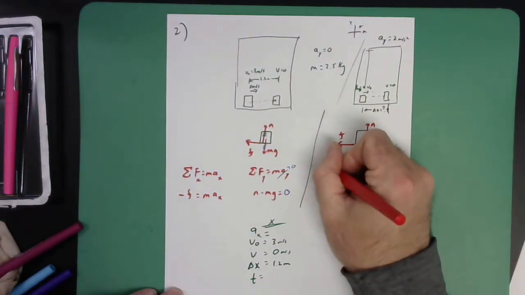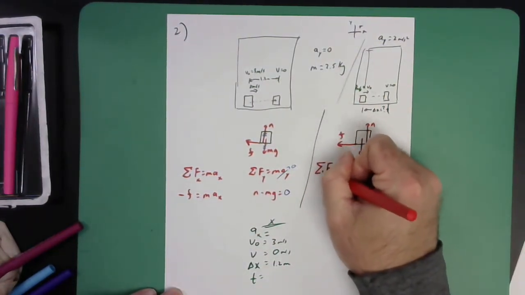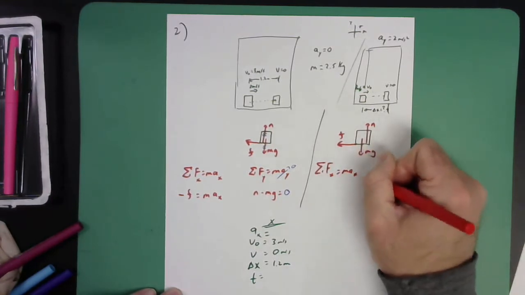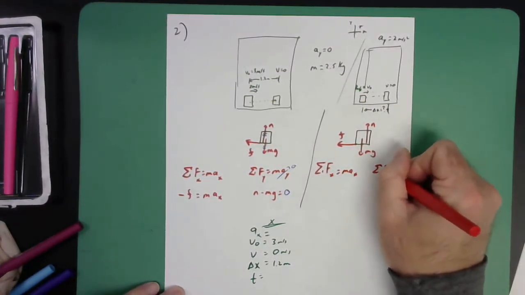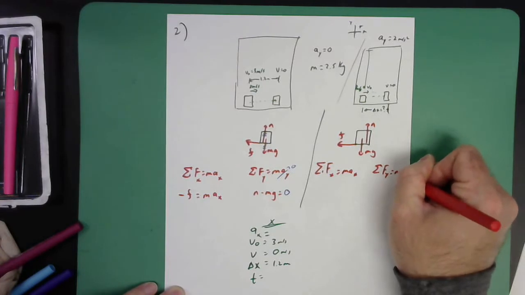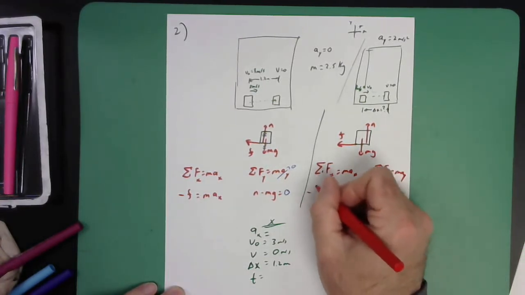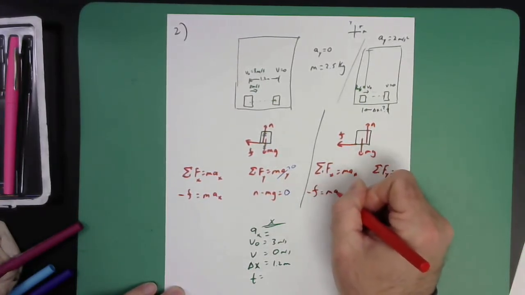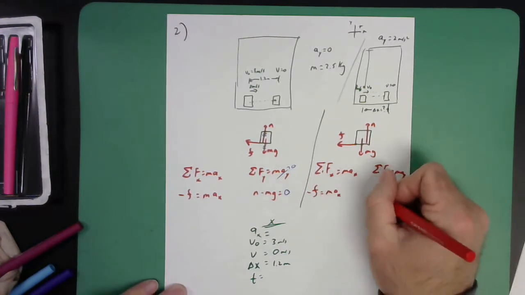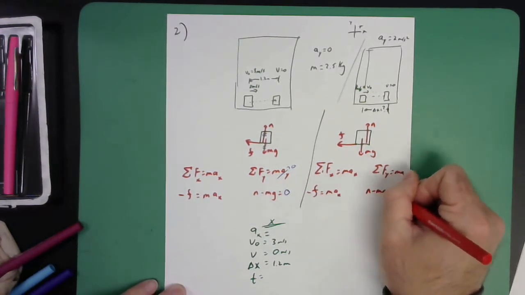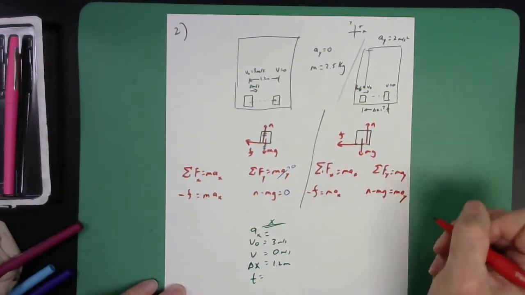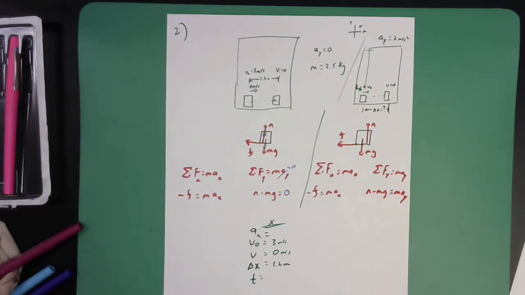Let's go and do the horizontal axis for this guy, and then the vertical axis for this guy. Horizontal axis is just going to be, again, the identical thing. It starts off the same. The vertical is going to be n minus mg, but now it's equal to m times a in the y. All righty. Sorry about that. I should have finished that before. Okay, so looking at this.